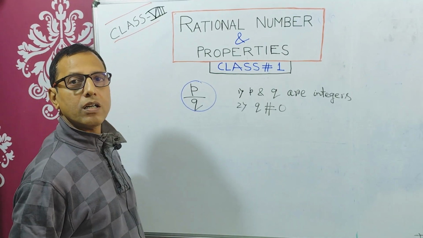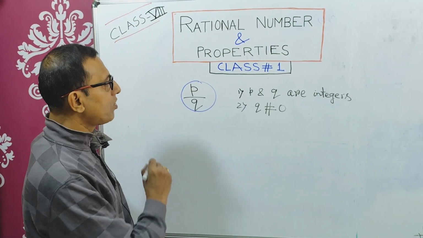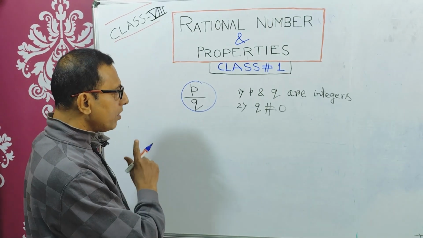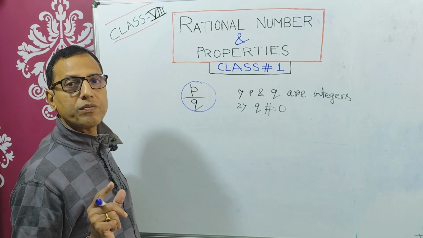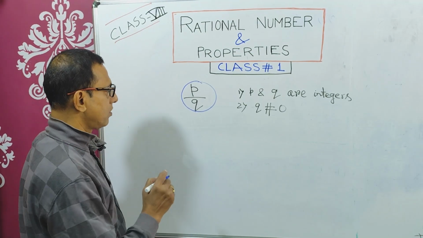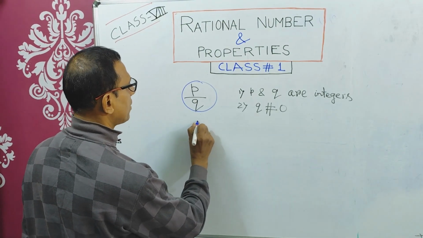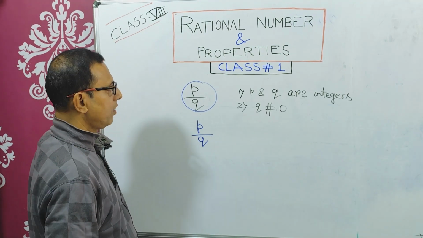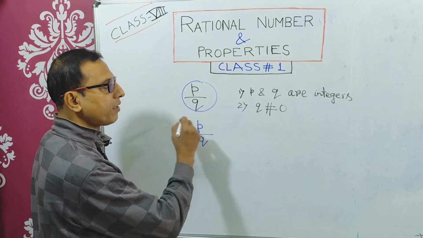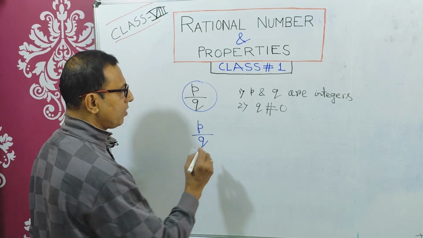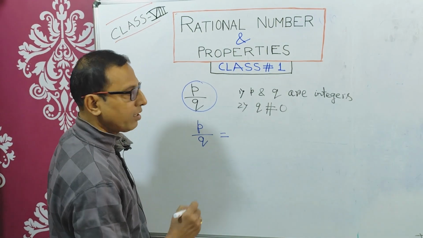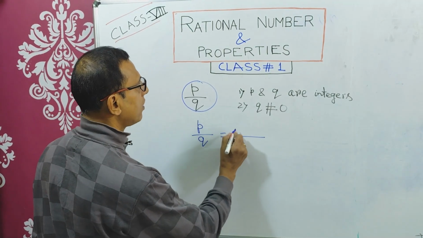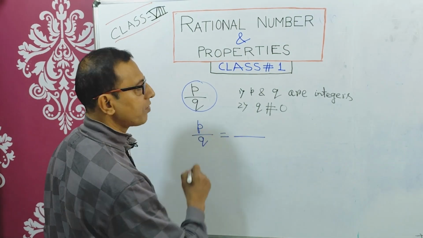Now we will learn a few of the major properties of rational numbers. There is a similarity with the fraction chapter you learned in earlier classes. Let's say P by Q is a rational number, and if you consider it as a fraction, you remember that in any fraction, if you multiply both numerator and denominator with the same number, then the fraction remains the same.